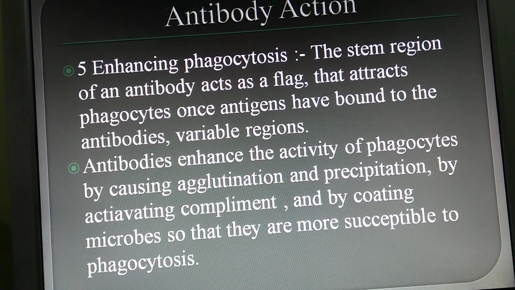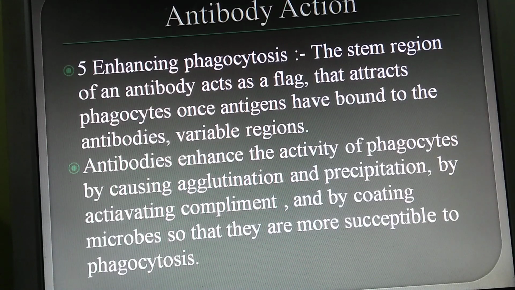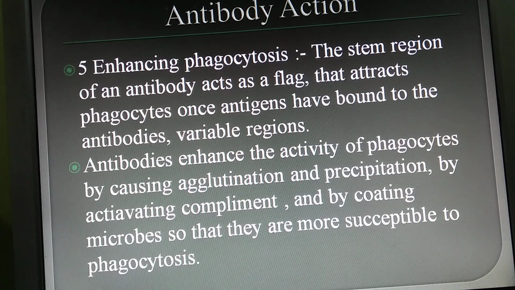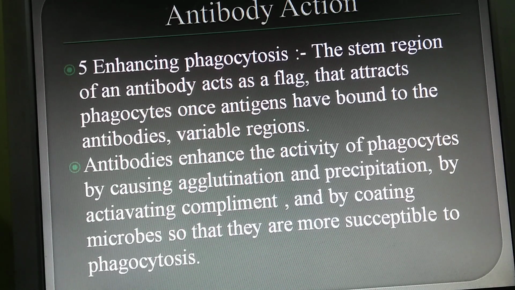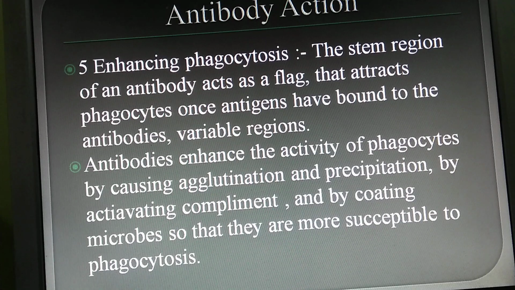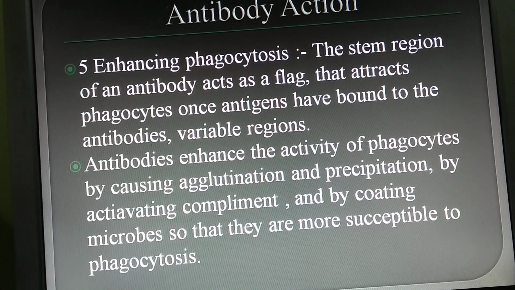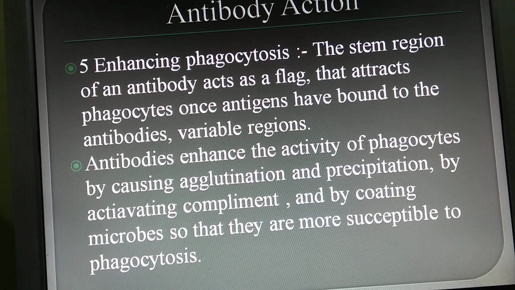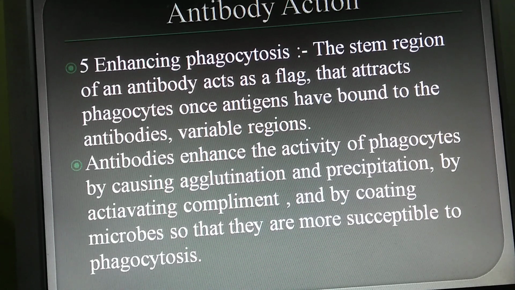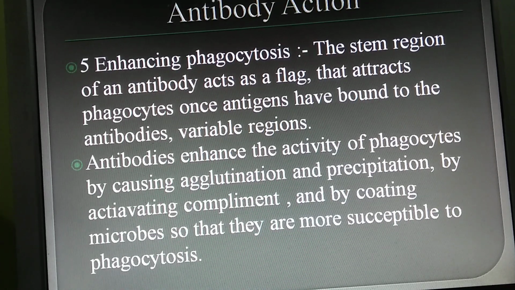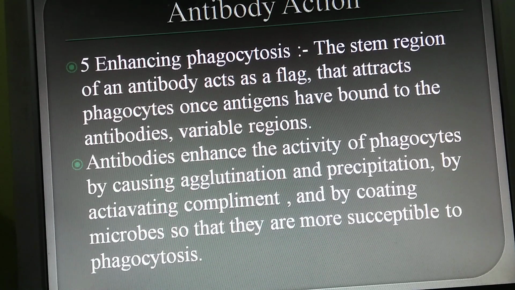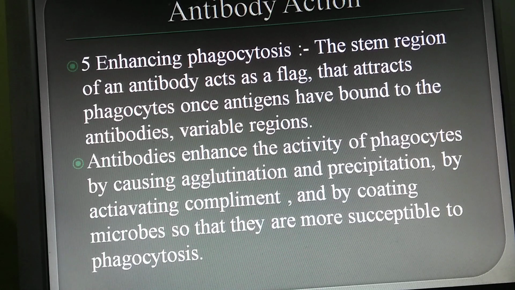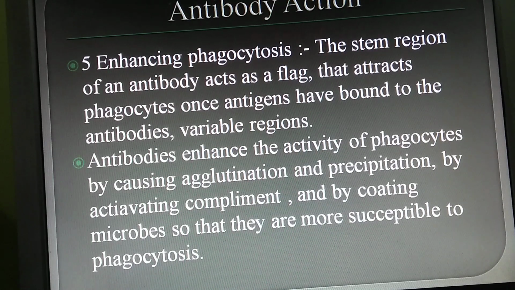Now number 5 is enhancing phagocytosis. The stem region of an antibody acts as a flag that attracts phagocytes once antigens have bound to the antibody's variable regions. Antibodies enhance the activity of phagocytes by causing agglutination and precipitation, activating complement, and by coating microbes so that they are more susceptible to phagocytosis.